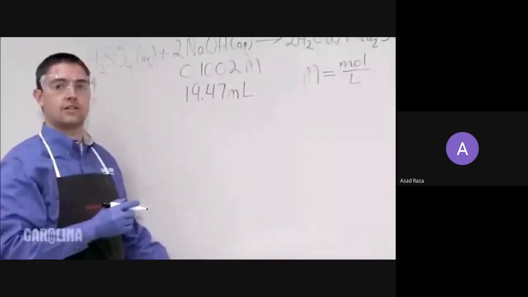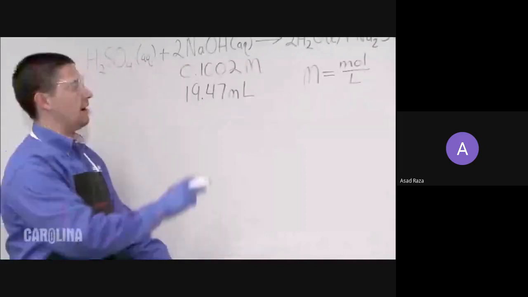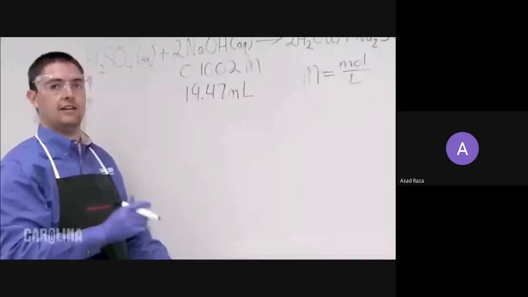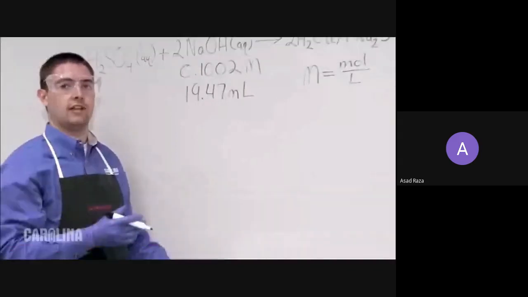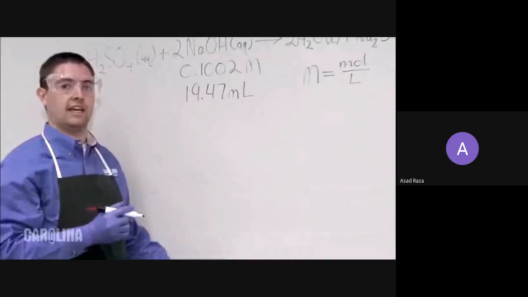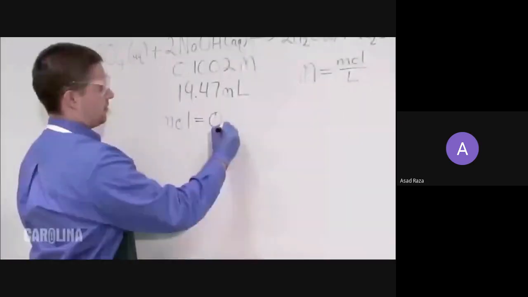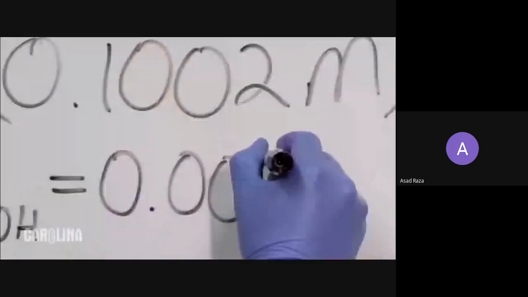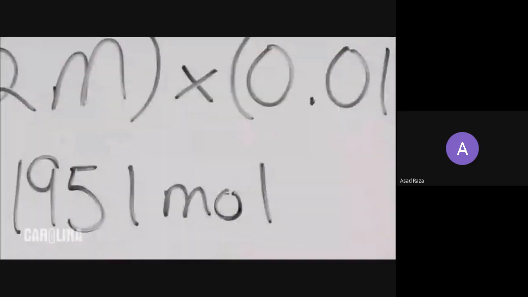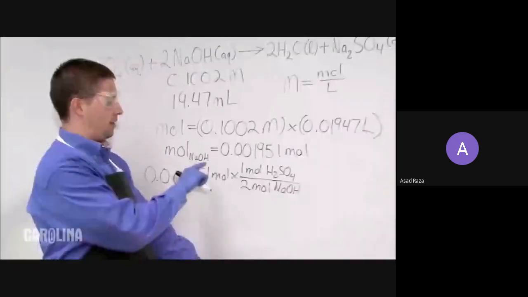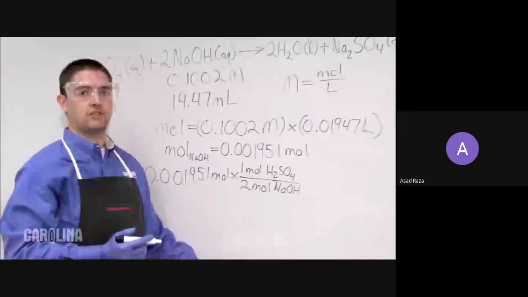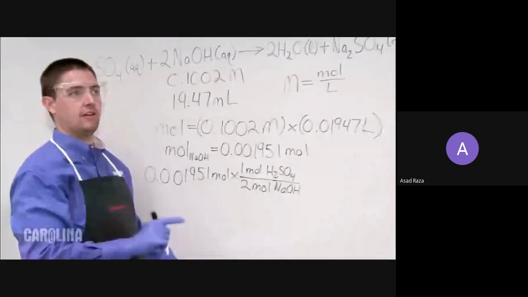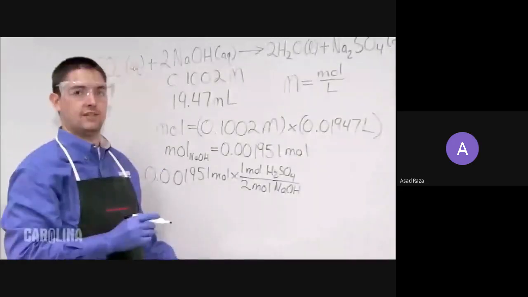Knowing now that it takes 19.47 milliliters, we can calculate the number of moles of sodium hydroxide it took to neutralize our 10 milliliters of sulfuric acid. Now that we've calculated the number of moles of sodium hydroxide, we can recall from our balanced equation that for every 2 moles of sodium hydroxide, 1 mole of sulfuric acid is neutralized. Therefore, we can calculate the number of moles of sulfuric acid.